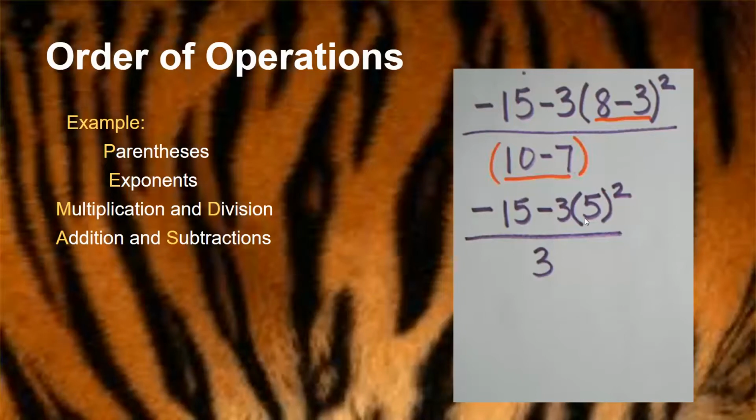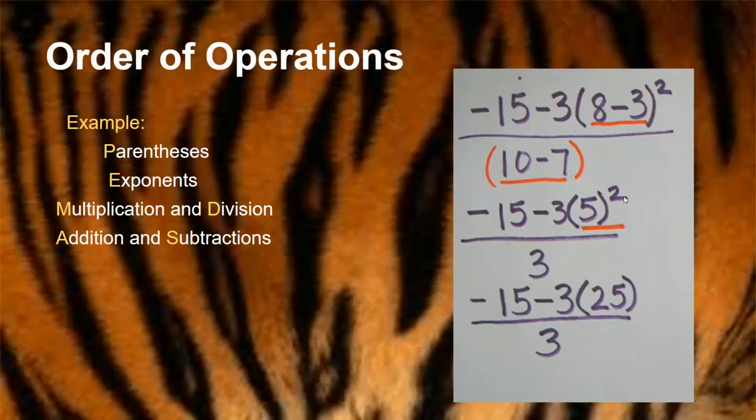Next, this parenthesis, we don't have to do anything with the parenthesis. That parenthesis now means multiplication. But there is an exponent, so we have to do that next. 5 to the power of 2, well, that's 25, because that's 5 times 5. If you need help with exponents, please look at the exponent video.